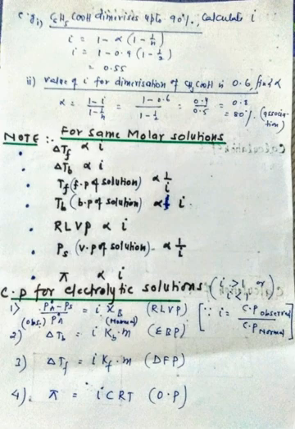Similarly, if we have the value of i for dimerization of acetic acid as 0.6, then we can calculate the value of alpha, that is degree of association. So alpha is equal to 1 minus i upon 1 minus 1 upon n. So put the value of van't Hoff factor 0.6 and value of n as 2. So it comes out to be 80%. So in this way we can calculate the van't Hoff factor and degree of association.